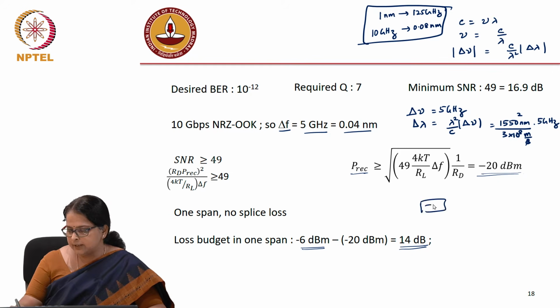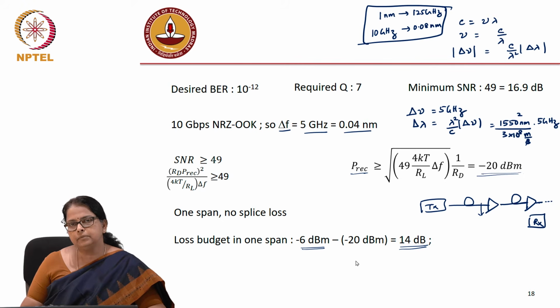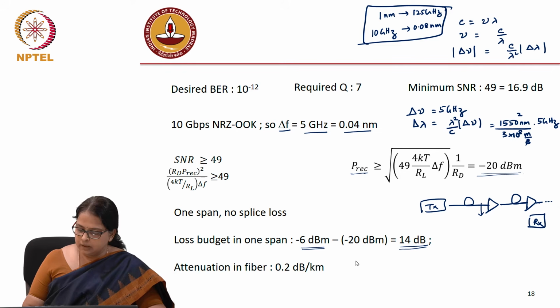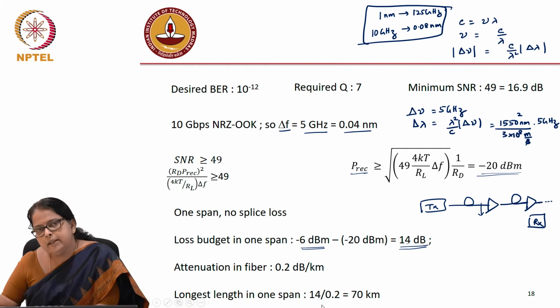So you have a transmitter in this case, you have fiber, you have EDFA, you have fiber, EDFA, and so on. So this is the receiver. So the first thing you are trying to calculate is, if I had kept the receiver here, what would have been the length of the span? The attenuation is 0.2 dB per kilometer. So the longest length of one span is 14 loss divided by 0.2, because you have to remember that the EDFA can compensate only for the loss in the link.